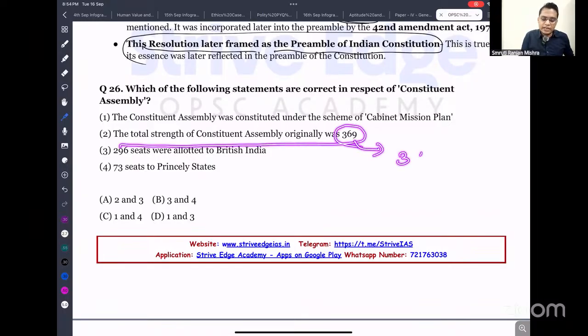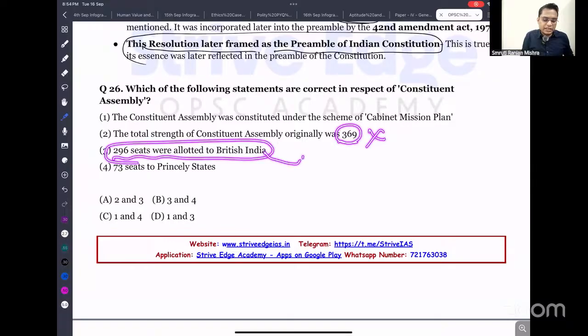No, it is 389. So one less than 390. So 389 is the total strength of the Constituent Assembly. So this fact is wrong. 296 seats are allocated to British India. Yes, it is right. And 73 seats are given to the princely states. No, this is wrong. We have given 93 seats to the princely states.